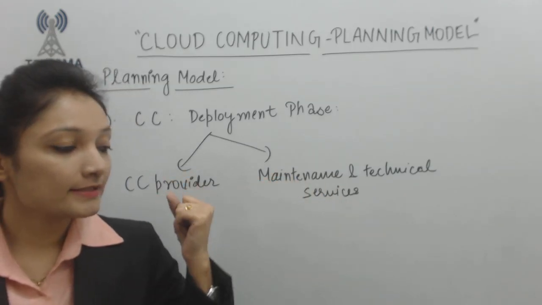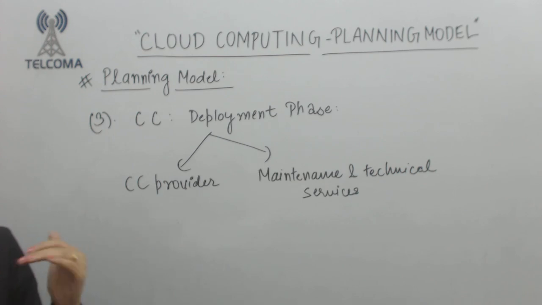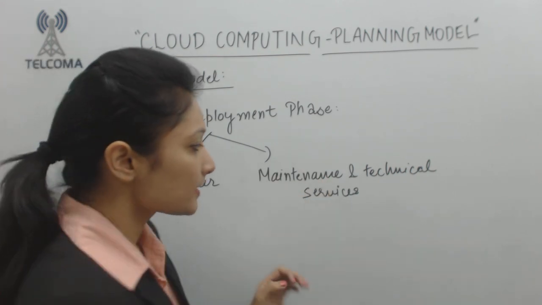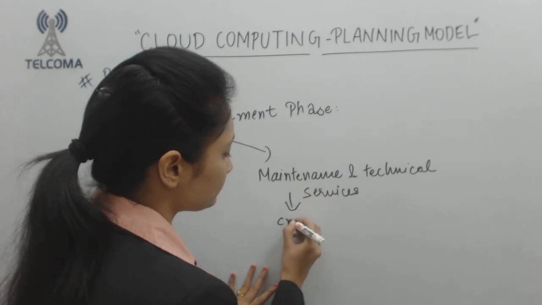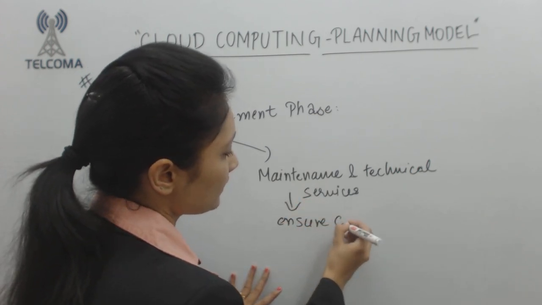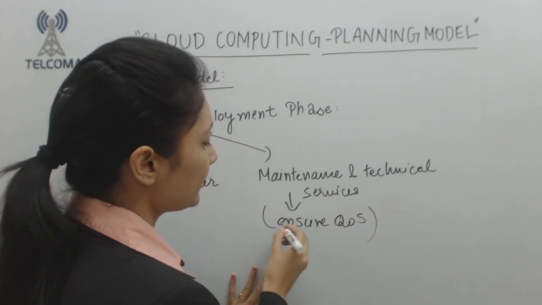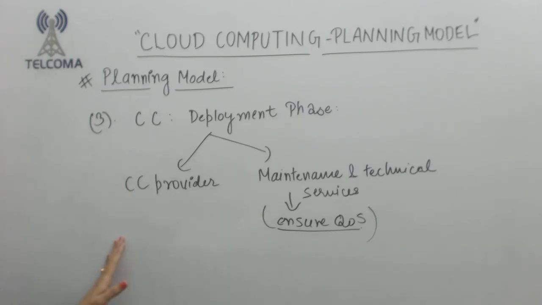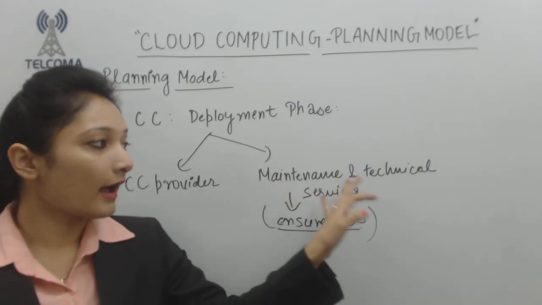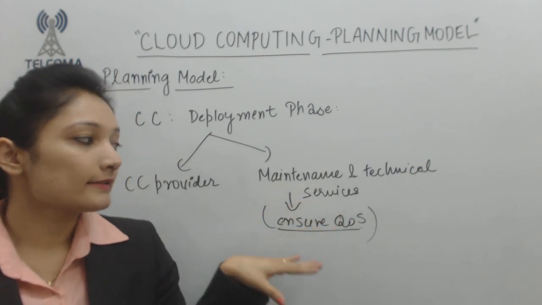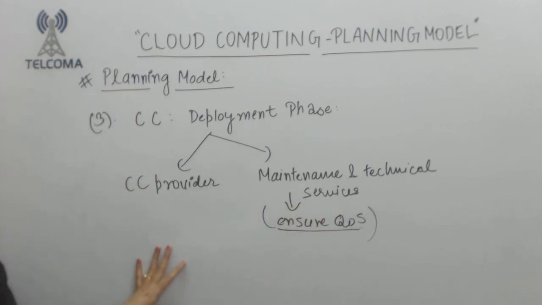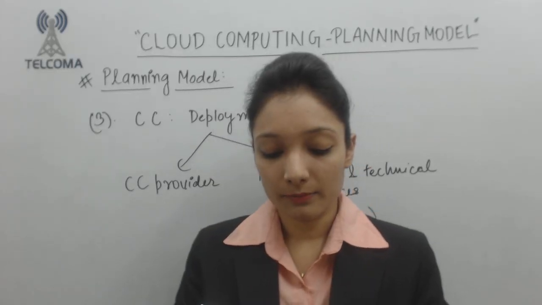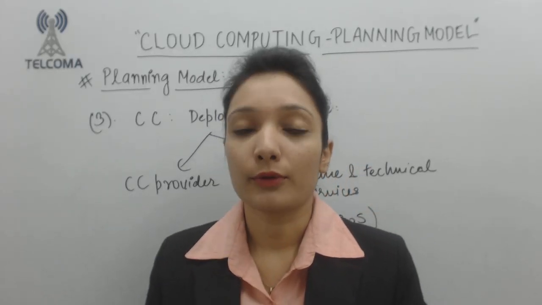Next, we have the maintenance and technical services. These services are also provided by the cloud provider, and it must ensure the quality of services. So here in the deployment phase, you are finally selecting the provider, and this maintenance and technical assistance is associated with the cloud provider. So here we have just covered the business plan model for your cloud computing.